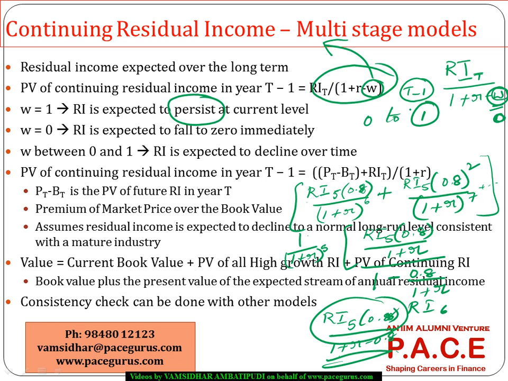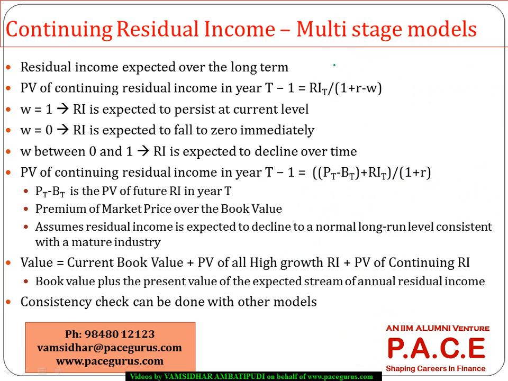And the other interesting thing is, without getting into this persistence factor and all these things, we are saying, okay, RI1 by 1 plus R, RI5 by 1 plus R to the power 5, then RI6 by 1 plus R to the power 6 and so on. Now what we are saying is, whatever are these numbers, as of the 5th year, this should reflect the price. This should reflect the price at the 5th year.